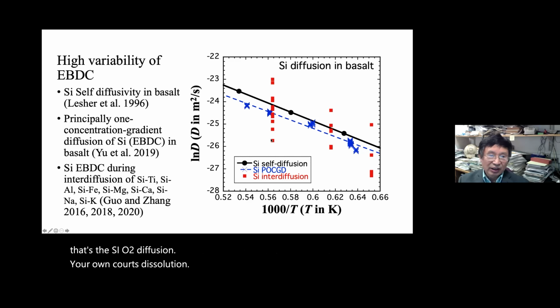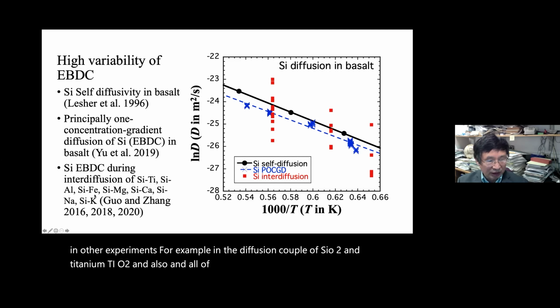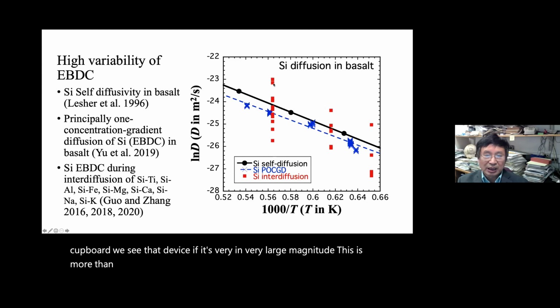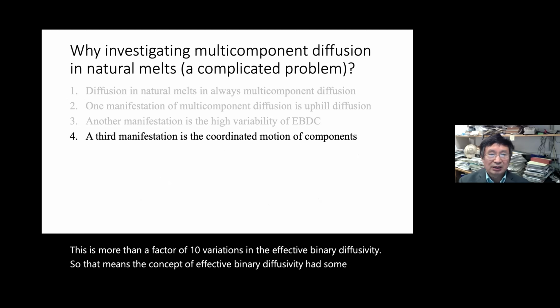However, if we now collect silicon effective binary diffusivity in other experiments, for example, in the diffusion couple of SiO2 and TiO2, and all of these different diffusion couples, we see that diffusivities can vary in very large magnitude. This is more than a factor of 10 variation in the effective binary diffusivity. That means the concept of effective binary diffusivity has some limitations in application.